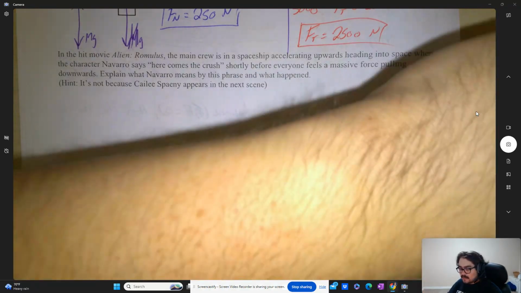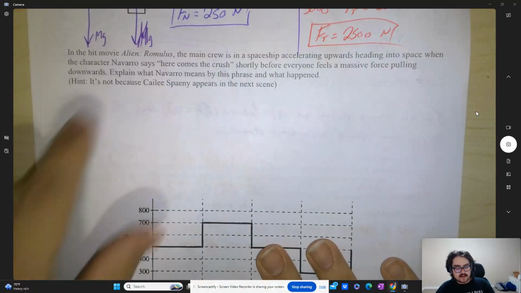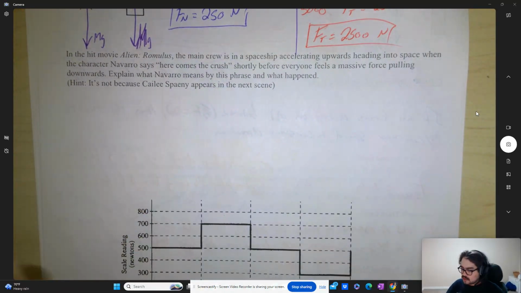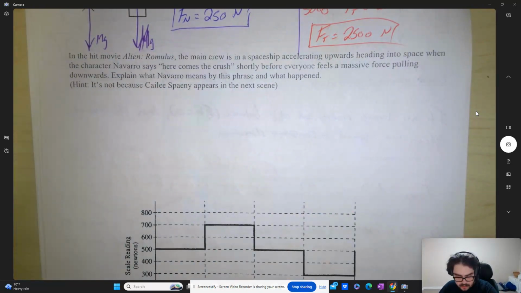Let me explain. The question says to explain what Navarro means by that phrase and what happened. I'll give you a hint: it's not because Kaylee Spaeny appeared in that scene. She did show up in the next scene, but when she said "Here comes the crush," she wasn't talking about Kaylee Spaeny. She was talking about this phenomenon.